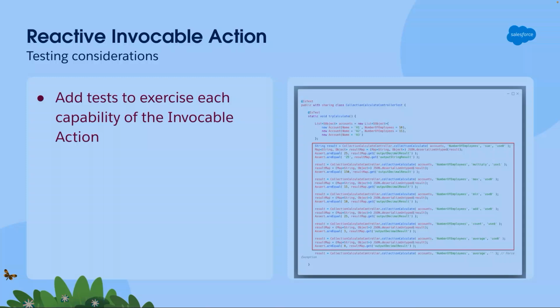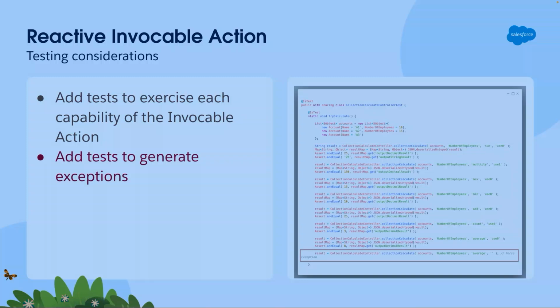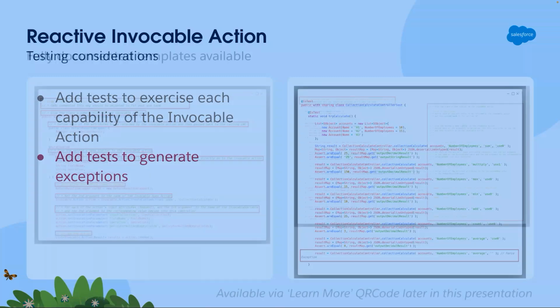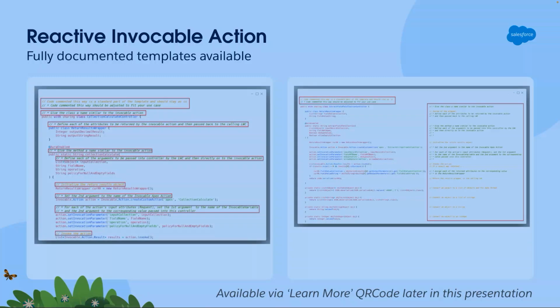You want to exercise all of the capabilities of that invocable action that you're trying to deal with. And also, you want to try and find ways to generate any exceptions as well in that test class. So I mentioned that you have access to the source code, and I have a few different templates out there for you to look at.